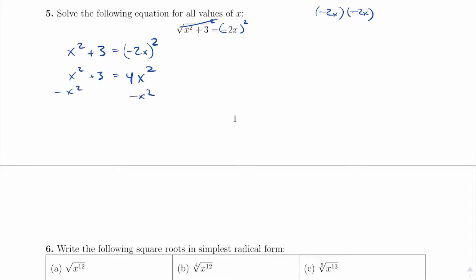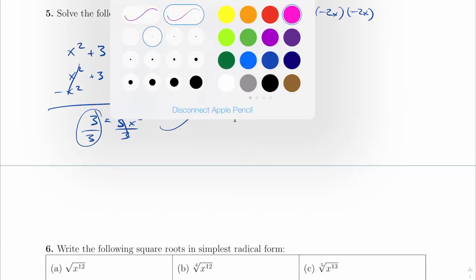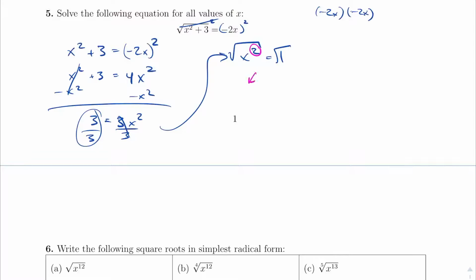Minus x squared on both sides gives us 3 equals 3x squared. We divide by 3 on both sides. We get x squared is equal to 1. We take the square root of both sides. But because we start with a power of 2 here, we're expecting 2 answers. So we get x equals positive 1 or x equals negative 1.